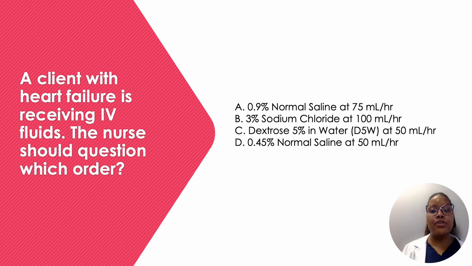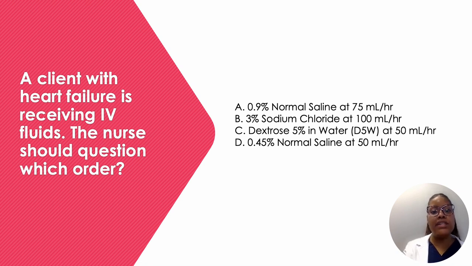So 3% sodium chloride is a hypertonic solution that draws water out of the cell into your extracellular space, increasing your intravascular volume. So administering this solution at 100 can lead to significant fluid volume shifts and volume expansion, posing a high risk for worsening heart failure and could even cause pulmonary edema. Therefore, this order should be questioned. So we want to look at the clues in the question, and the question tells us that this patient has heart failure.